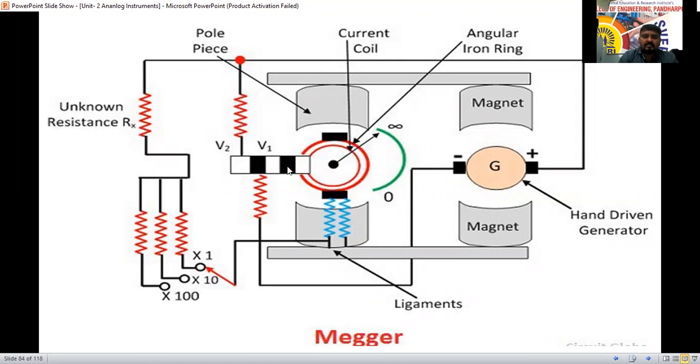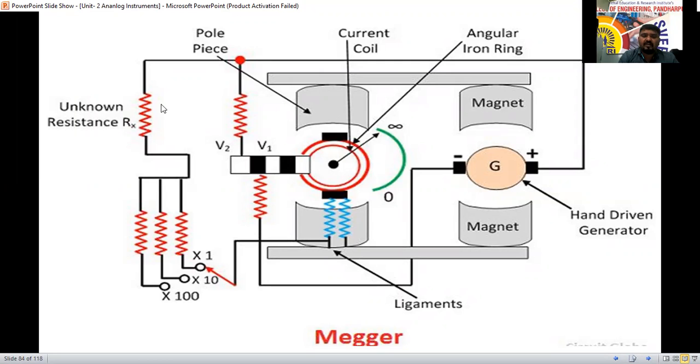Whenever this coil V2 is outside this magnetic field, where the permanent magnet is there, it is not linked to this coil. In that situation, the torque developed is very less. If the resistance is very high, all the current will flow through here only, and it will indicate infinity. It is a lower magnetic field, we call it a weak magnetic field. Whenever this V2 voltage coil is outside the magnetic field, the weaker magnetic field is there. We can say that the resistance of this one is infinity.